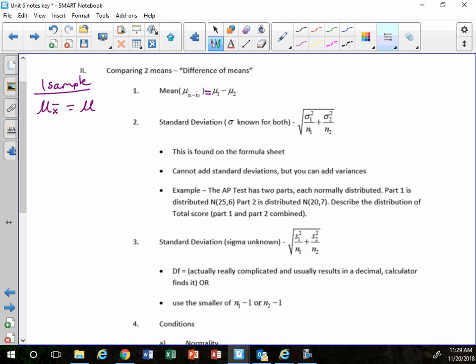Okay? Our standard deviation, when we had one sample, remember sigma of x bar? That was equal to sigma over square root of n.